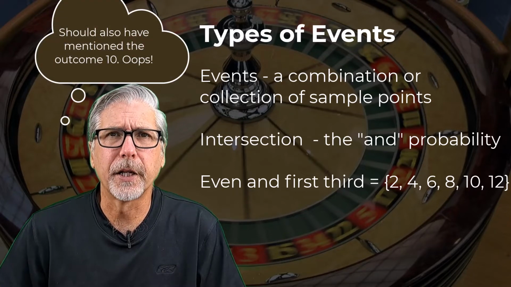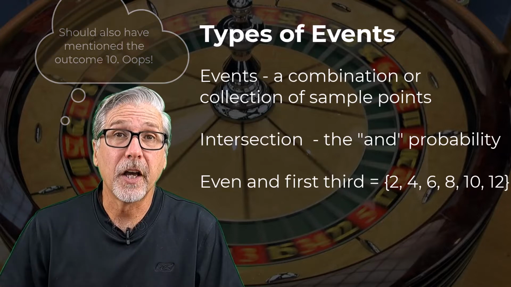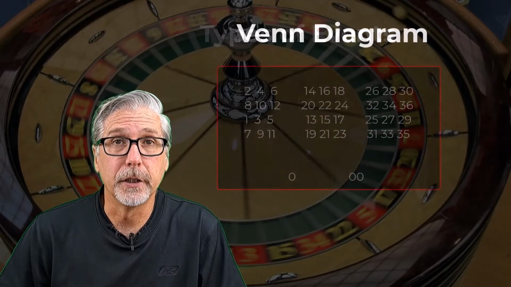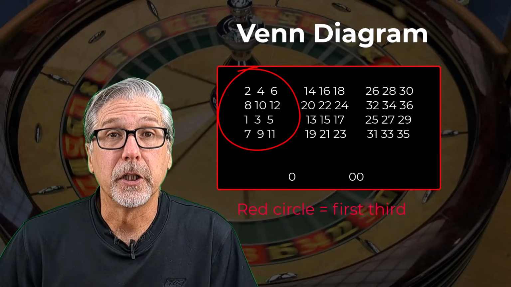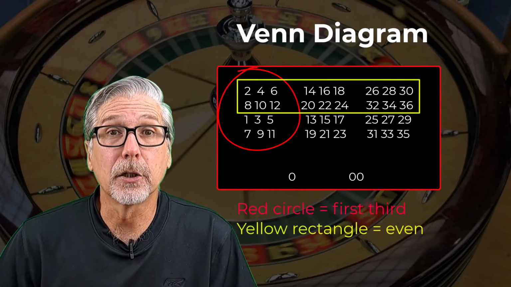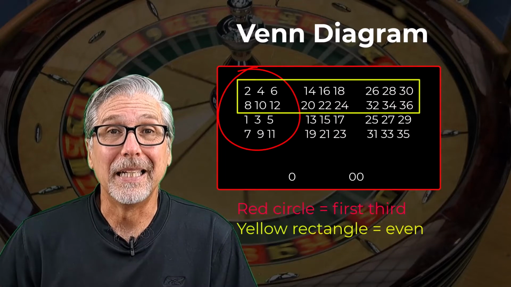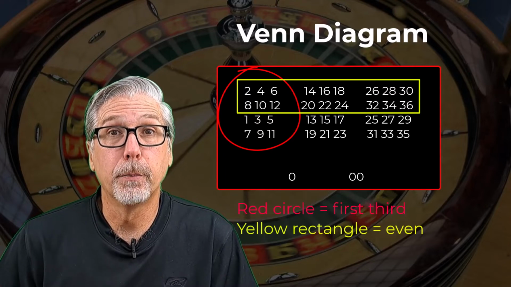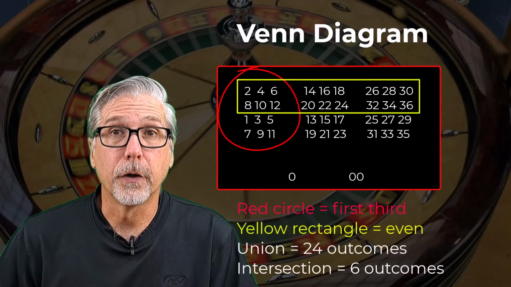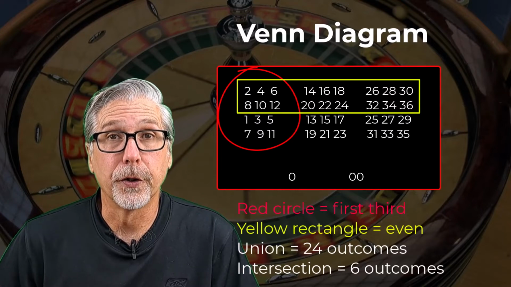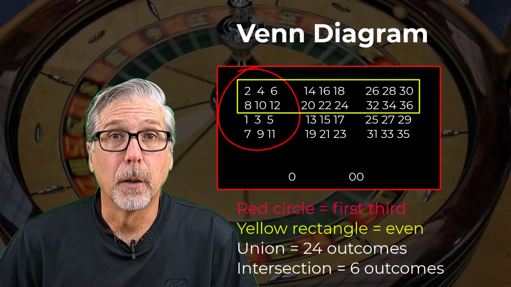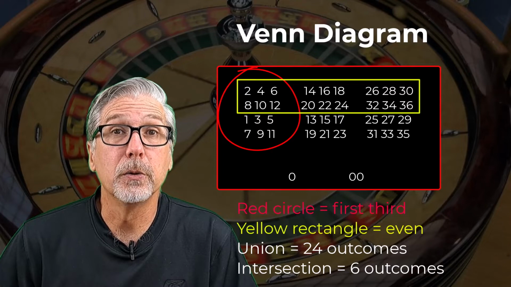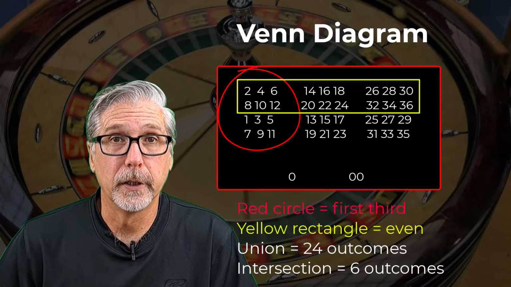The Venn diagram that I talked about in the first video can be helpful in visualizing these probabilities. Notice how OR probabilities include all sample points in either of the two events, but the AND probabilities only include the sample points that are included in both. Even number or first third would include 24 of the 38 sample points, while even number and first third only include 6 of the 38 sample points.